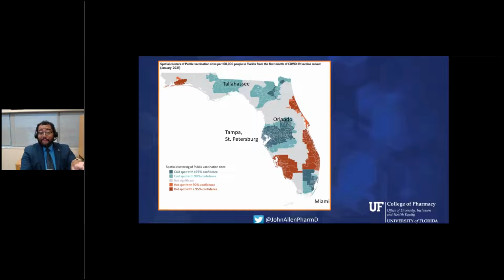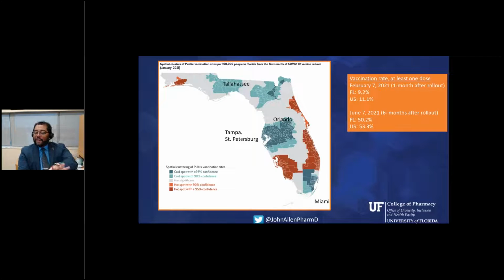Just to put a map on it for those of you that haven't been to the state of Florida or are less familiar with it, the green areas represent cold spots. The red spots represent hot spots, where there was higher density of vaccination spots. And you can see how that may have had an impact on vaccination rates. I'll add that the cold spots, Tallahassee, Tampa, St. Pete, Orlando, and Miami, represent nearly 50% of the population of the state of Florida.